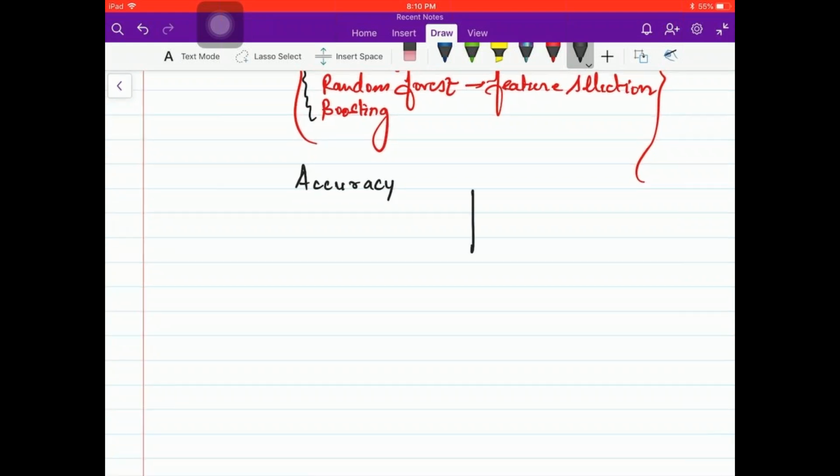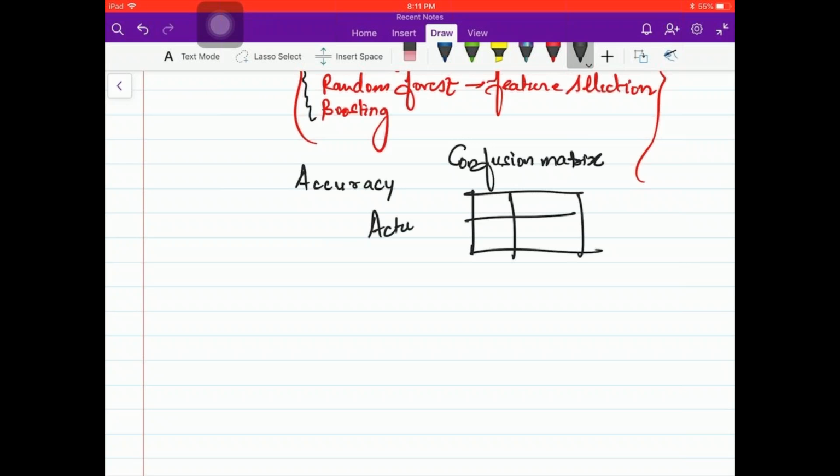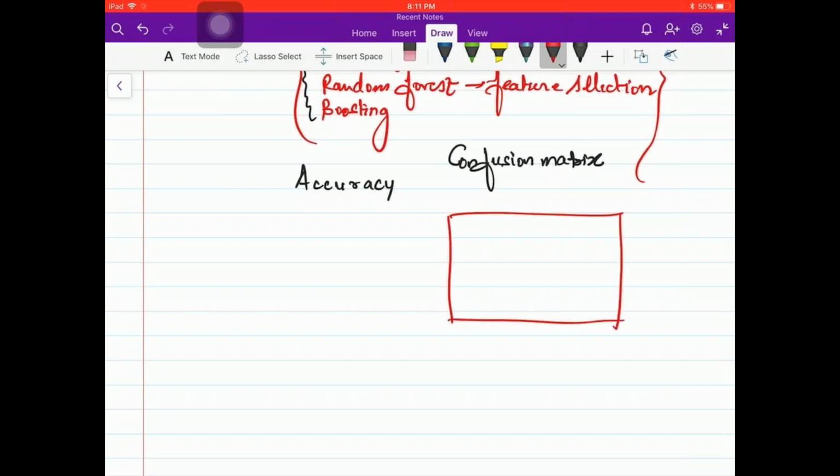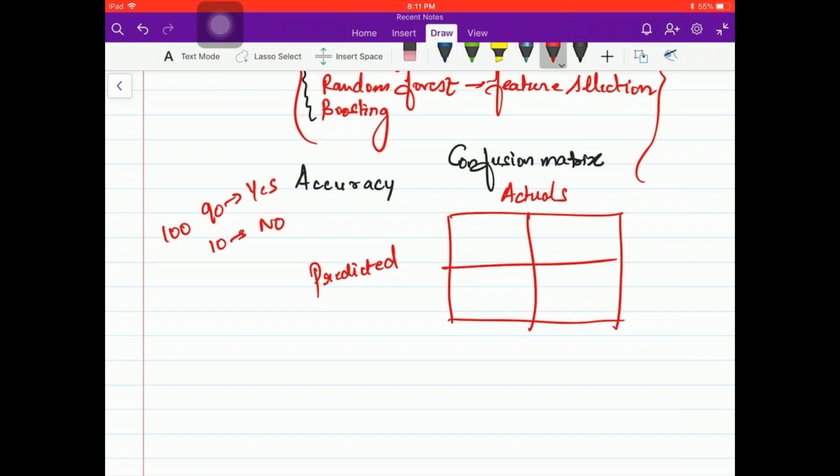Normally in classification you have something called a confusion matrix. This is your actuals, or it's the other way around. So you have actuals here, you have predicted here. Suppose, let's say you have 100 data points, there are 90 yes, 10 no, in a data set. This is typically called an imbalanced class problem, wherein yeses are much more than the no's.